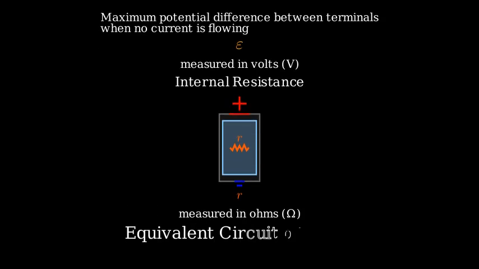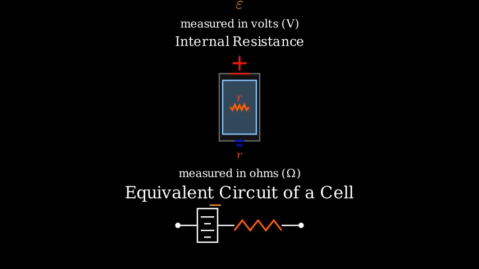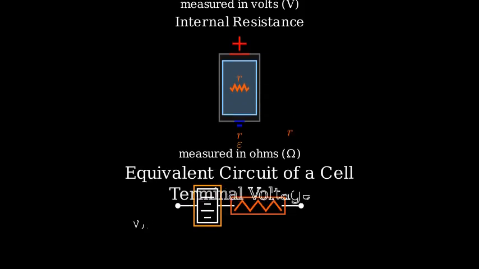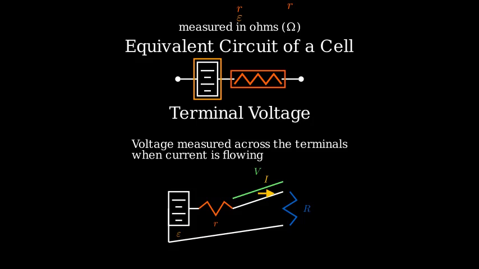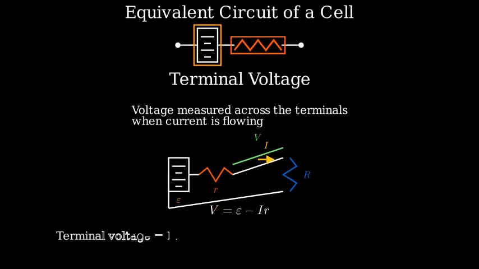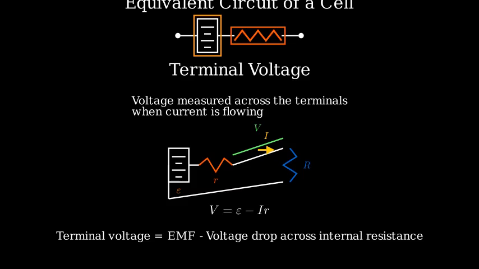Let's look at the equivalent circuit of a cell. We can represent a cell as an ideal EMF source epsilon in series with the internal resistance R. When a current flows through a cell, the terminal voltage V is different from the EMF epsilon due to the voltage drop across the internal resistance. We can write this relationship as V equals epsilon minus IR, where I is the current flowing through the circuit.